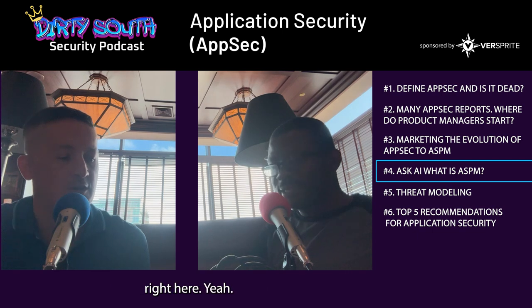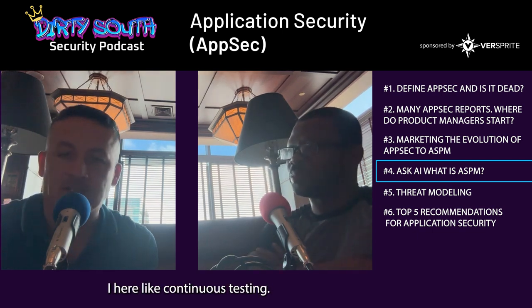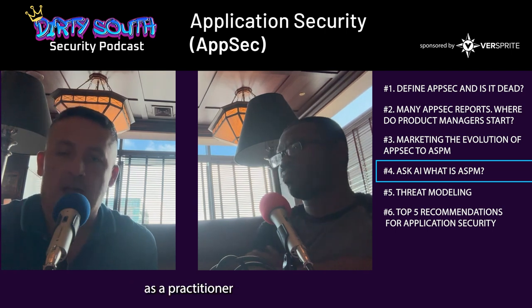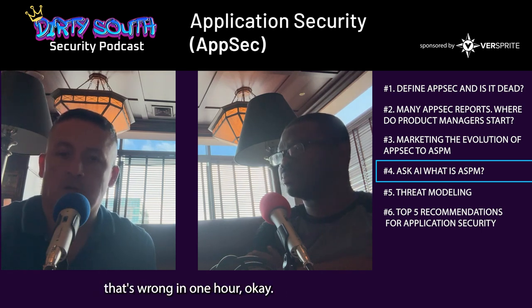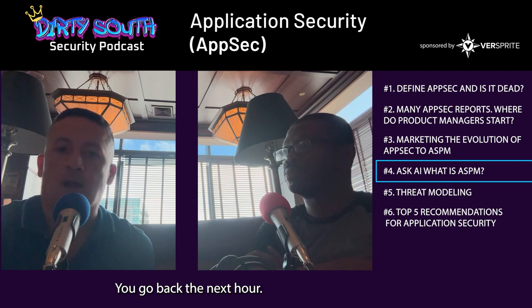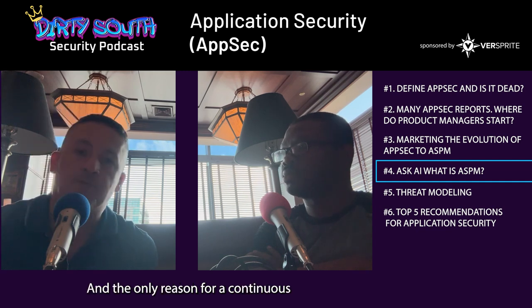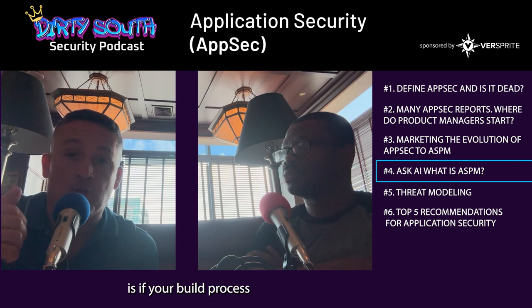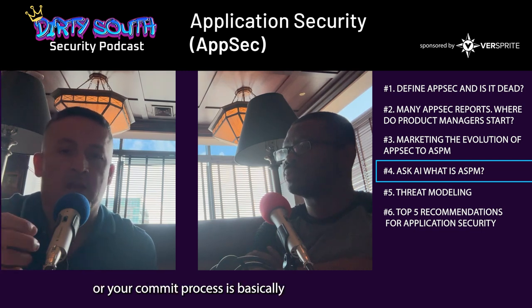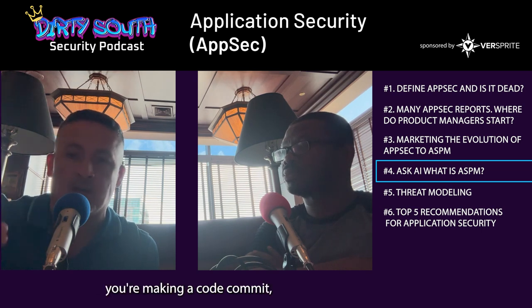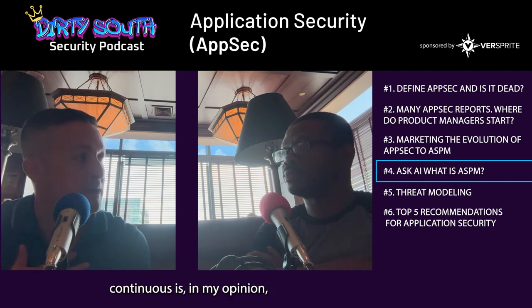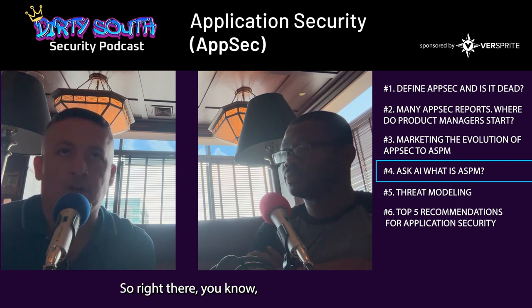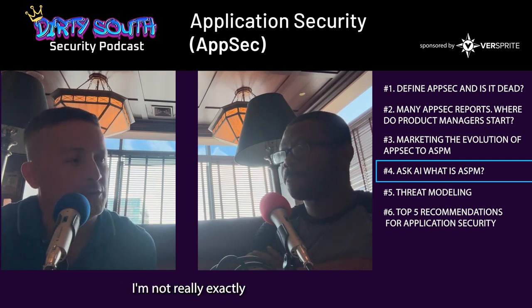As I go through some of this right here, there's a lot of things, like, for example, when I hear continuous testing, that doesn't make any intellectual sense as a practitioner in this space for 27 years, because you find something that's wrong in 1 hour, okay? You go back the next hour, do you expect remediation to have happened on what you found? No. And the only reason for a continuous level of testing would be if your build process or your commit process is at a certain cadence where every time you're making a code commit, you're finding new things, but that's not it, so that word continuous is, in my opinion, a misnomer. It's a marketing term.